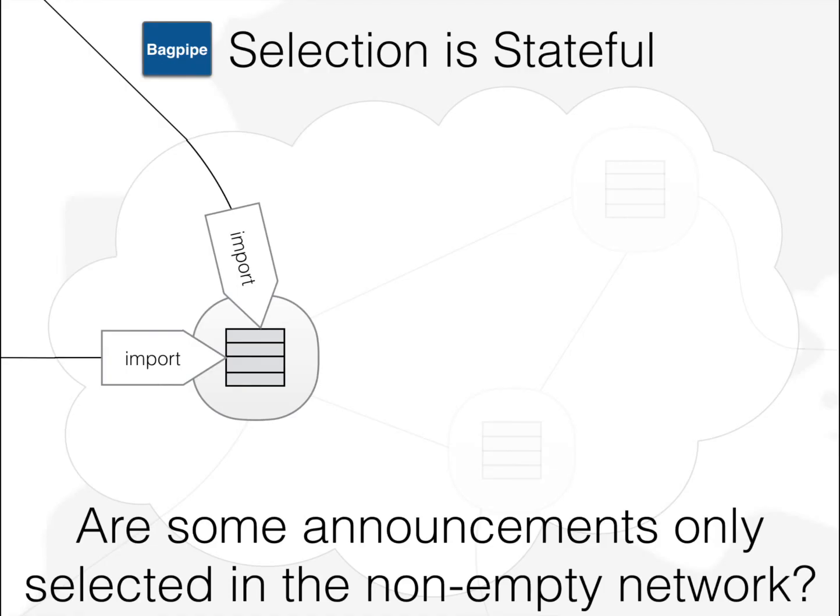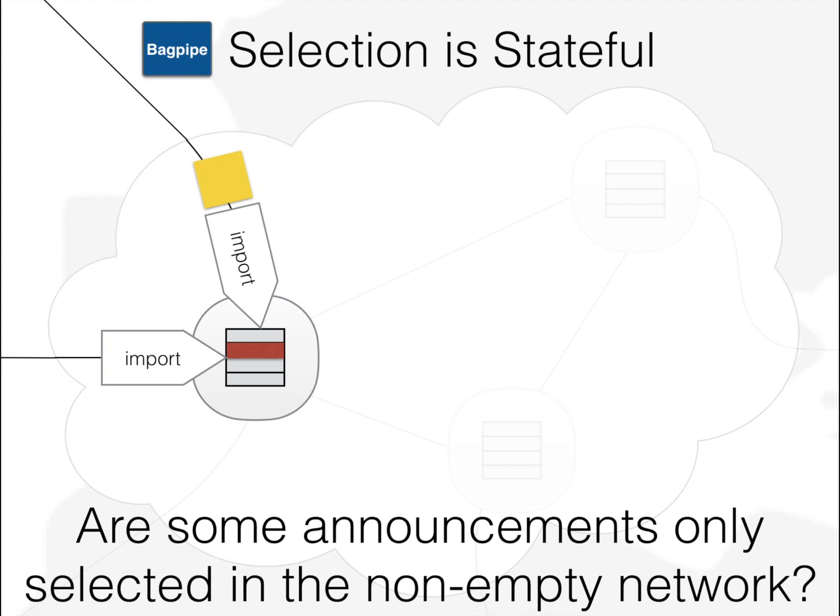Now, one of the insights of our paper is that it's actually okay. We can do the initial network reduction. It's sound, even though BGP is stateful. And to understand why, we have to consider the cases where BGP is stateful. The first case is selection. And this is obvious, right? Selection always depends on announcements that I have previously received.